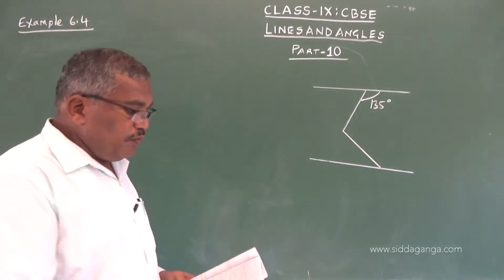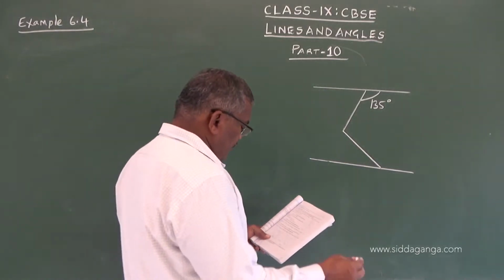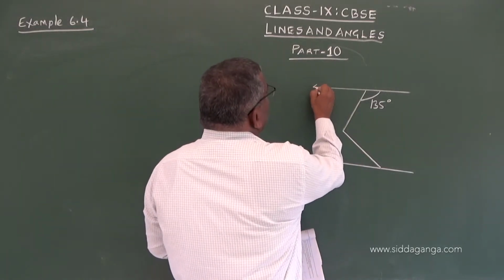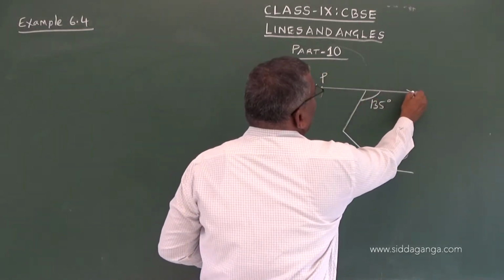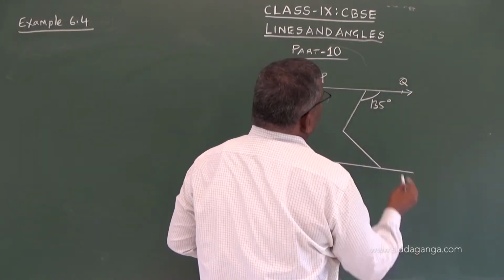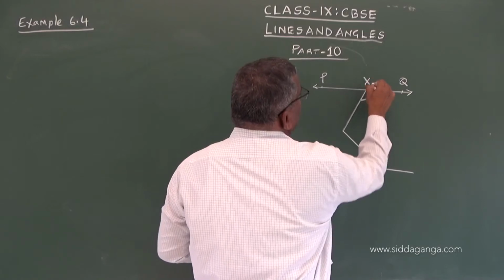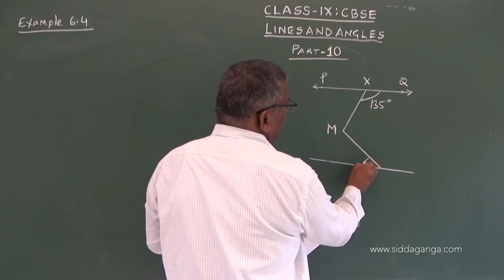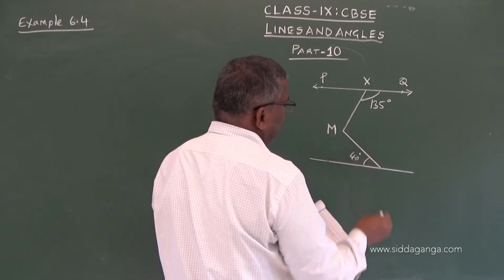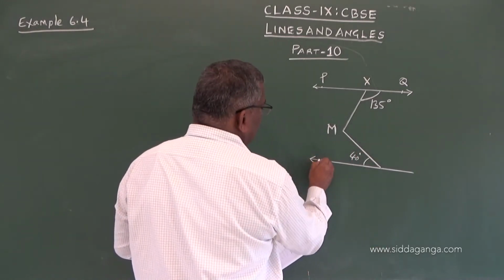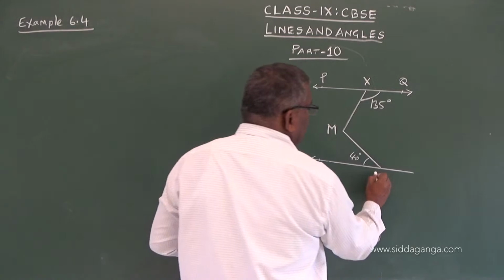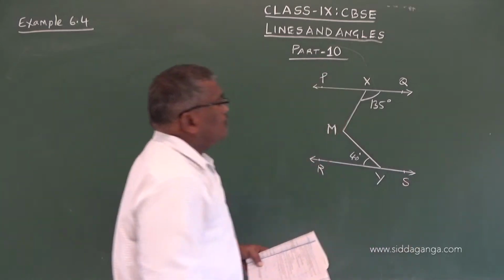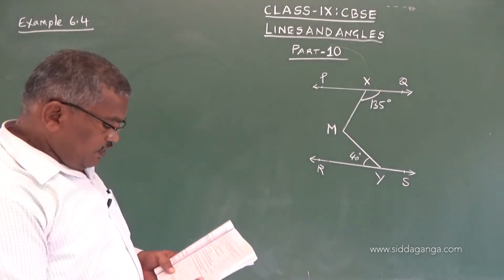You please look into page number 101. You will find this diagram. So this is line PQ. This is point X. This is point M, and this angle is given as 40 degrees. This is R, this is Y, this is S. This diagram is given.